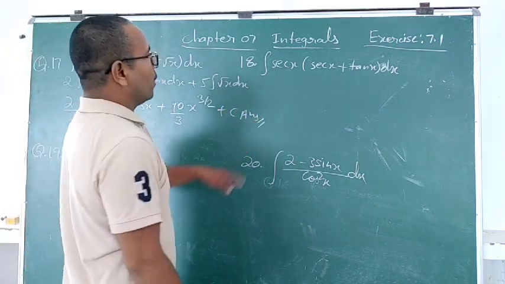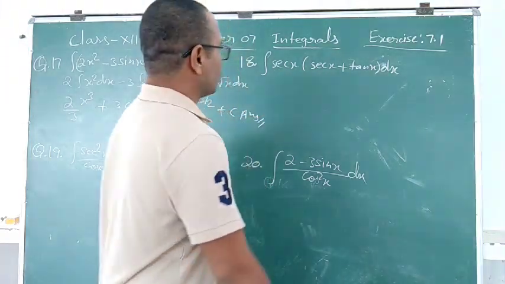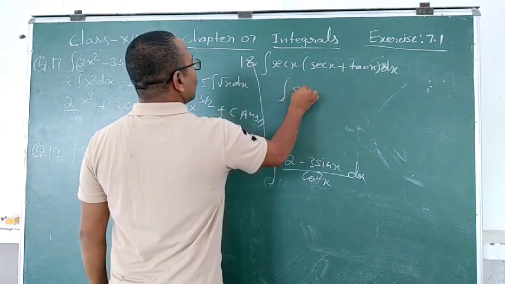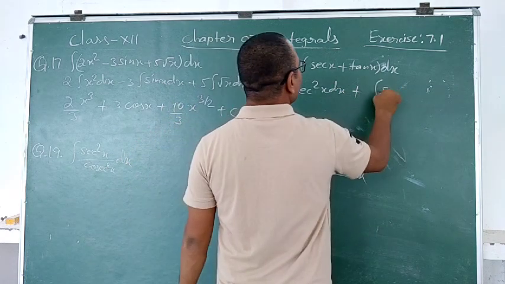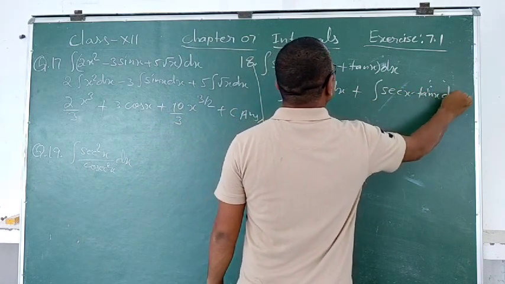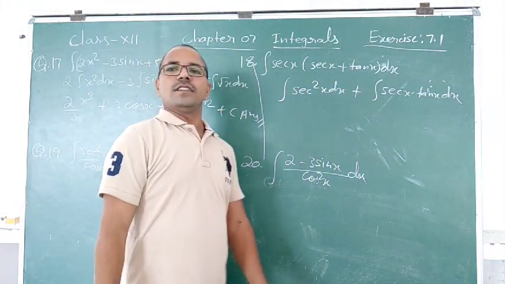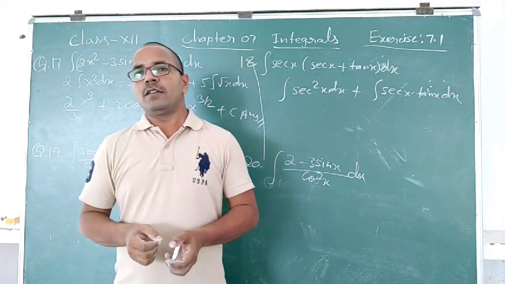So now we have to do this one. Again we have to do the multiplications. So integral, how much will you get here? Sec square x dx plus integral sec x into tan x dx. So now students, sec square x integral. Students, just find out the differentiation of sec square x.